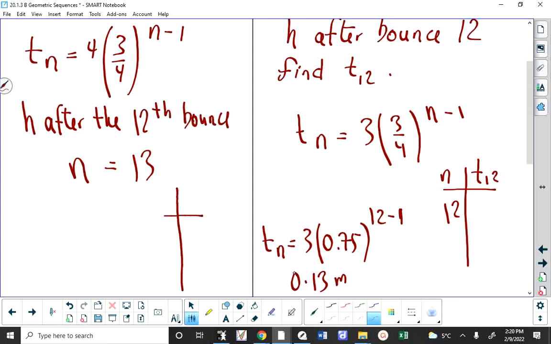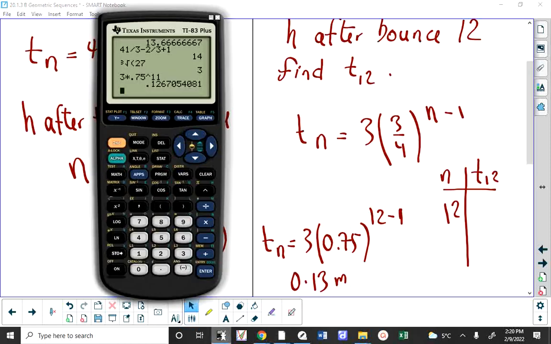Remember over here we said you would use n equals 13. And the 13th term would be the height after the 12th bounce. Go ahead and take this and put 13 in for n. So take 4 times 0.75 raised to the 13 minus 1, which is 12. Get the exact same answer.